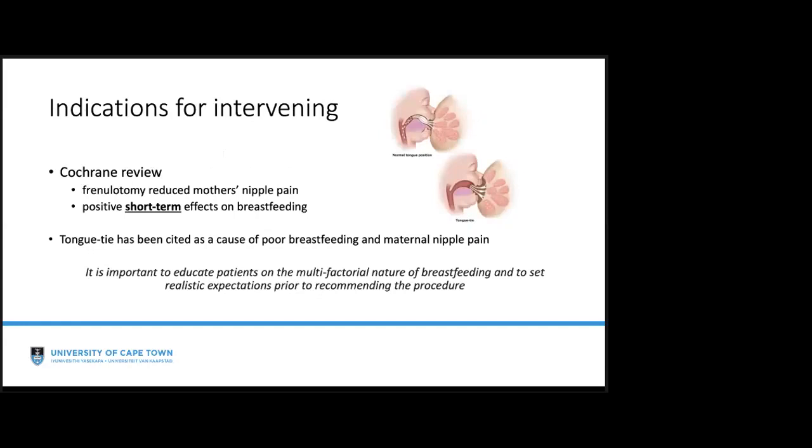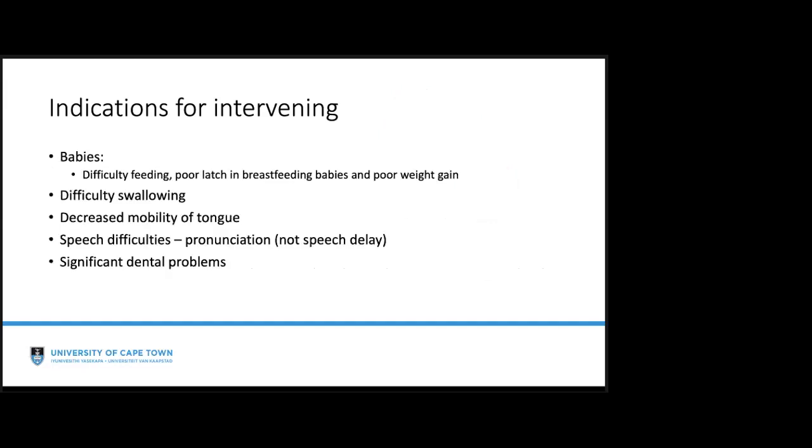In a Cochrane review, it was documented that frenulotomy aided in reducing a mother's nipple pain and had positive short-term effects on breastfeeding. But tongue tie has been cited as a poor cause of breastfeeding difficulty and maternal nipple pain. However, it's important to educate patients on the multifactorial nature of breastfeeding and to set realistic expectations prior to recommending the procedure.